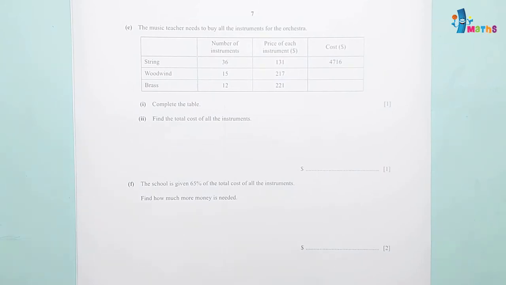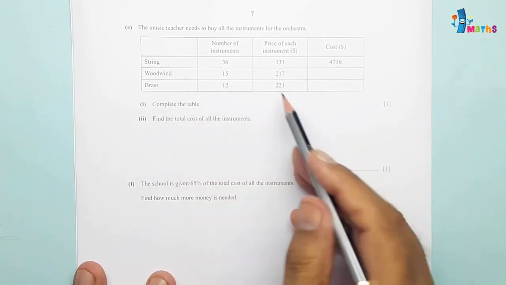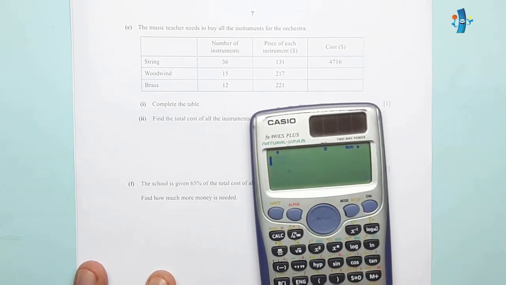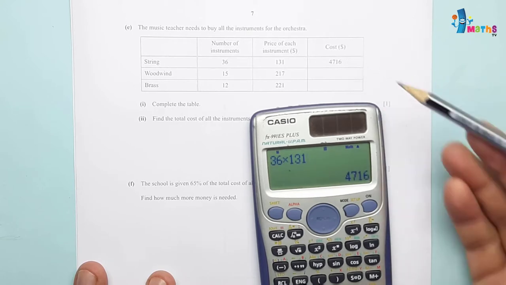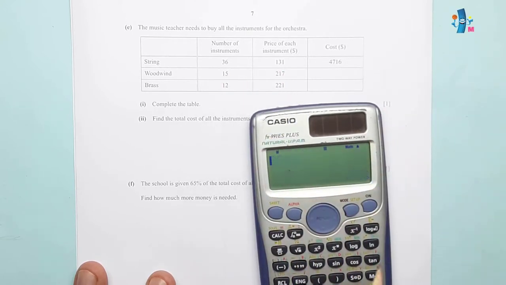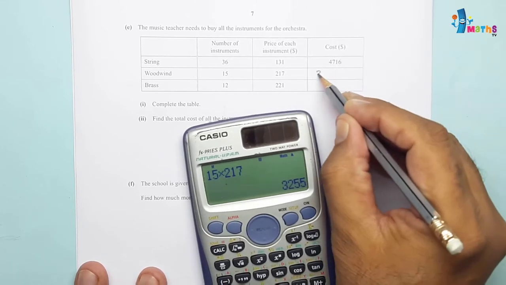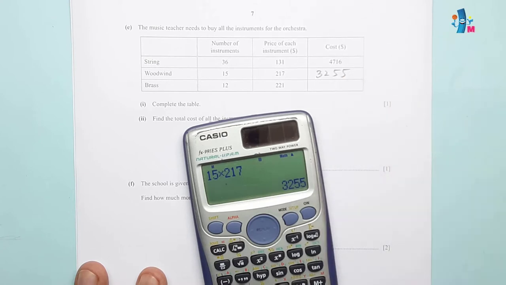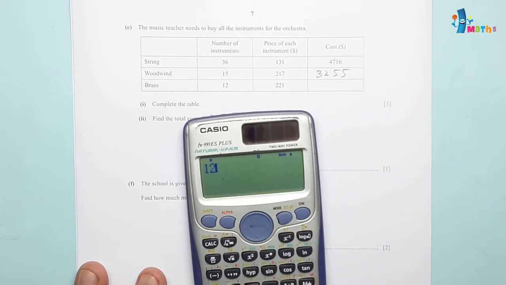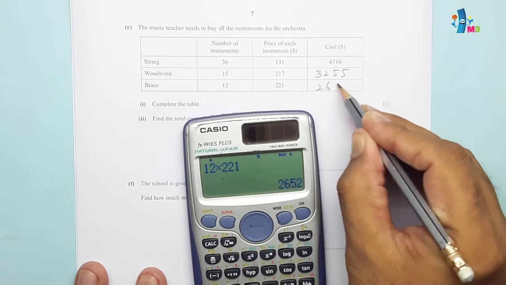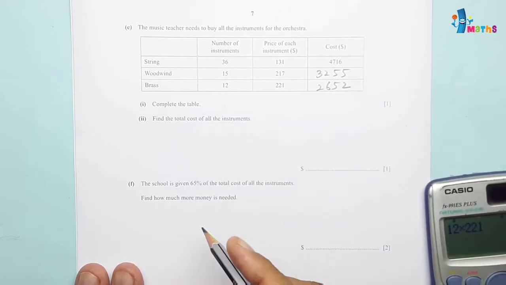Now this E part, the music teacher needs to buy all the instruments for the orchestra. And they have given this table. Cost we are calculating, just multiplication, it's simple. Like 36 into 131 is equal to this answer, 4716. Similarly, we'll multiply this. 15 into 217 is equal to 3255. And 12 multiplied by 221, this will be equal to 2652. Complete the table. We have done this.